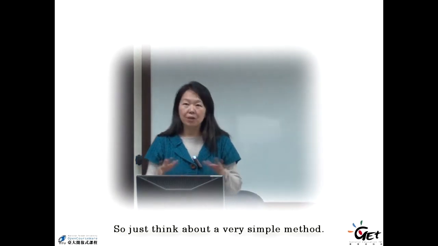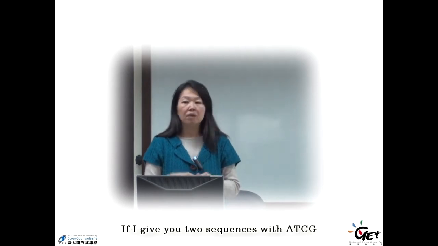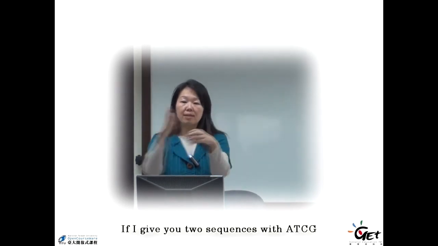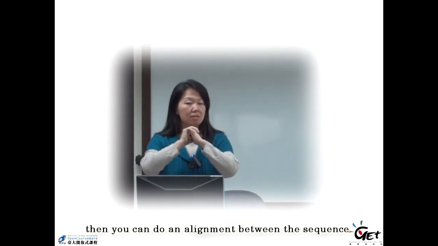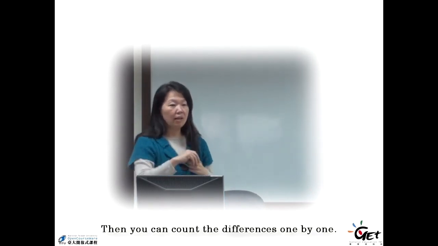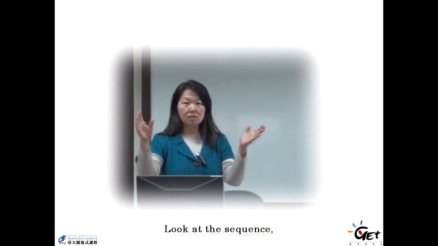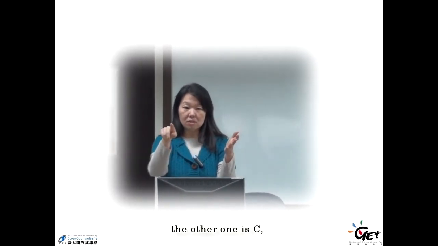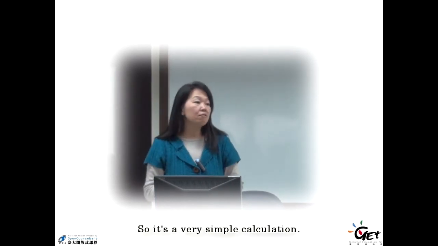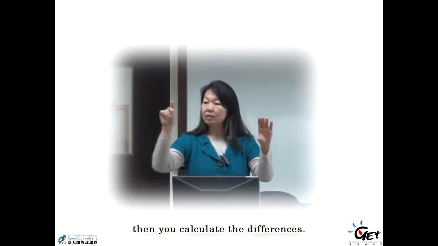Just think about a very simple method: the proportion of differences. If I give you two sequences with A, T, G, C in a row, then you can do an alignment between the two sequences. Then you can count the differences one by one. Look at the sequence: if they are both A, they are the same. If this one is an A and the other one is a C, then that's a difference. It's a very simple calculation. You just look at the sequence alignment, then calculate the differences.